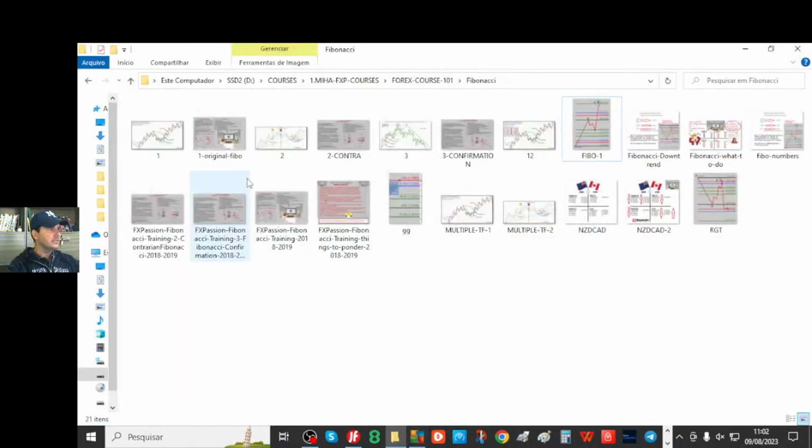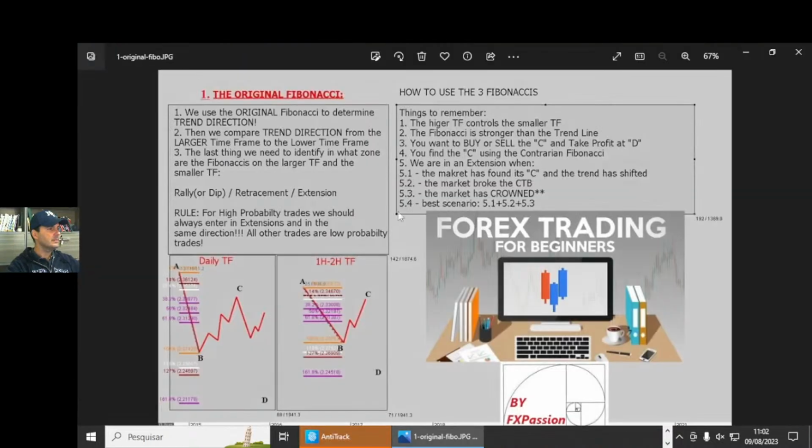Everybody, quick recap, okay? So, number one, the original Fibonacci, take a screenshot. Number one, we use the original Fibonacci to determine trend direction. Number two, then we compare trend direction from the larger time frame to the lower time frame. Number three, the last thing, we need to identify in what zone are the Fibonacci's on the larger time frame and the smaller time frame, right?